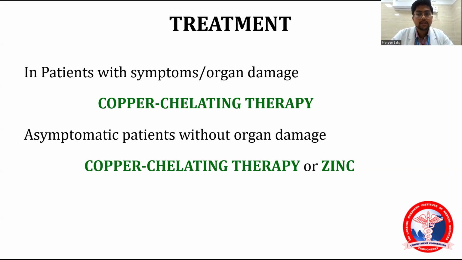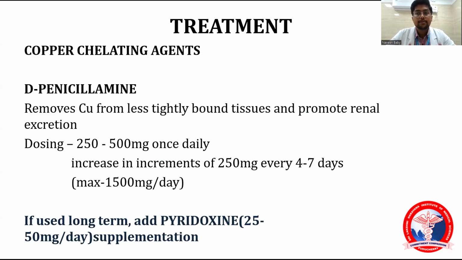Now let's see how these mechanisms of action work. In copper chelating therapies, the most commonly used is D-penicillamine. D-penicillamine removes the less tightly bound copper from other tissues, and promotes renal excretion by making it more renal soluble. The dosing is 250 to 500 milligrams once daily, and then you increase this every 4 to 7 days. You increase the dose by 250 milligrams, to a maximum dose of 1,500 milligrams per day, given as once daily dosing of penicillamine.